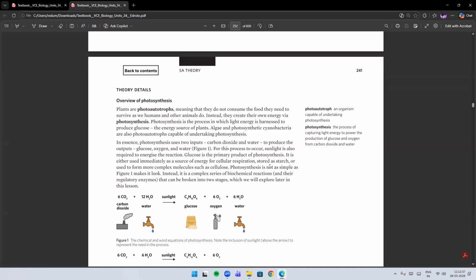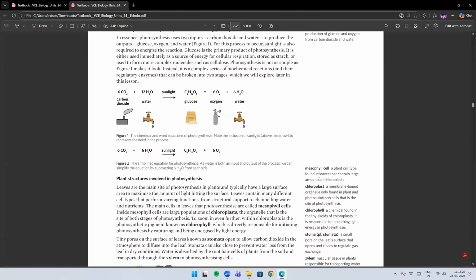Photosynthesis is not as simple as figure 1 makes it look. Instead, it is a complex series of biochemical reactions and their regulatory enzymes that can be broken into two stages, which we will explore later in this lesson. Photoautotroph, an organism capable of undertaking photosynthesis. Photosynthesis is the process of capturing light energy to power the production of glucose and oxygen from carbon dioxide and water.